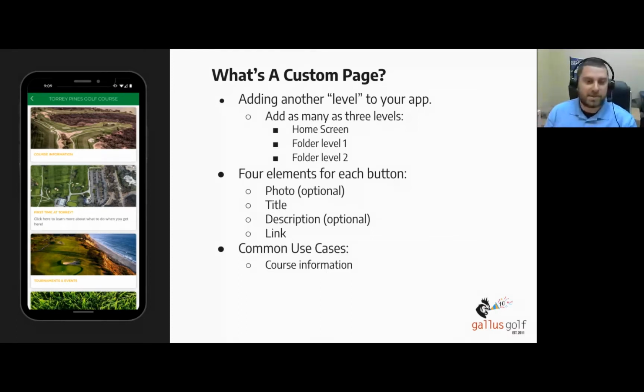But very common use cases are just like this one, course information. Especially if you have multiple courses, you can have one button on each home screen that's each course that you have. And then when you click on it, it has all the information for that one specific course. That's a great use case there. Another one is membership, upcoming events. Upcoming events is huge. You can have all your events in one place. You can have all your tournament registration information in one page.